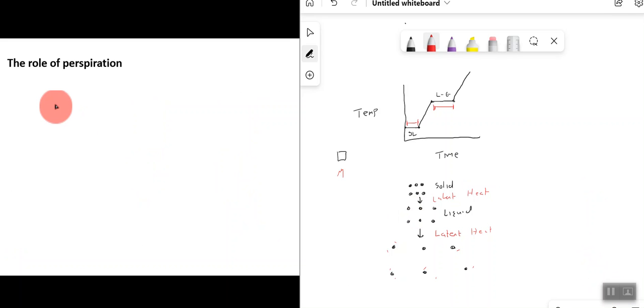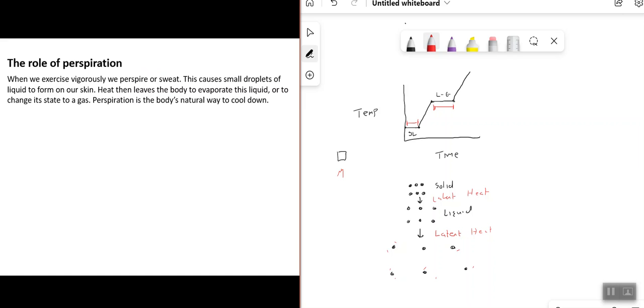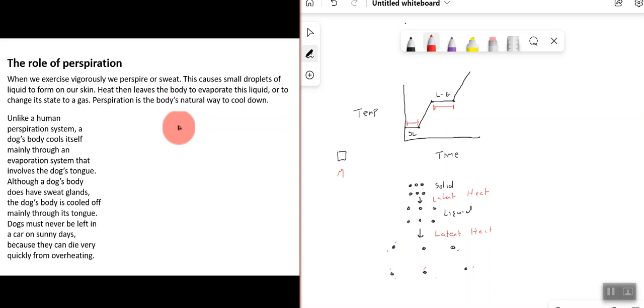If we think about the human body, when we move around, we get very hot, our temperature goes up. So what's the role of perspiration, when we sweat, in the body? When we exercise vigorously, we produce sweat. We perspire, which causes small droplets of liquid to form on our skin. Heat then leaves the body to evaporate this liquid, or to change its state to a gas. So perspiration is the body's natural way of cooling down.